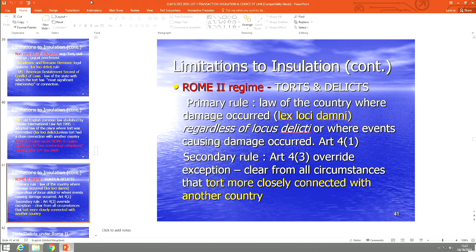Now, you don't get anything as clear-cut as that in other law systems. If you go to New York law, the applicable rule is contained in the American Restatement.